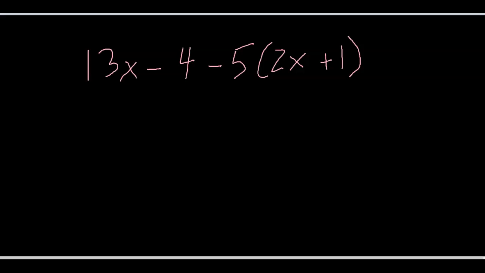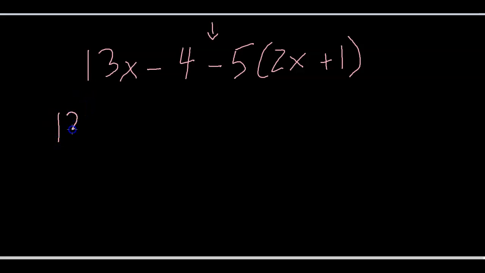Well, we start with the term of positive 13x, then it looks like we're subtracting 4, and then we're subtracting this term, 5 times the quantity 2x plus 1. Okay, so what makes this different? This subtraction sign makes this really very different, and we've got to be careful about how we're dealing with this. So let's just start from the beginning.